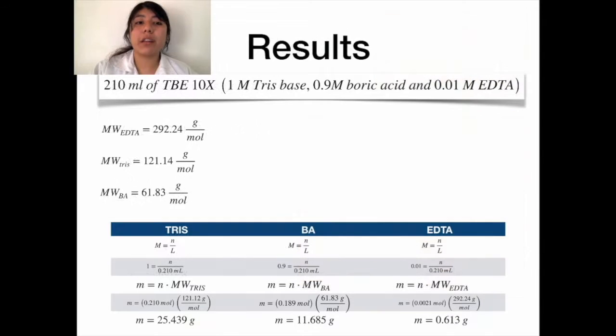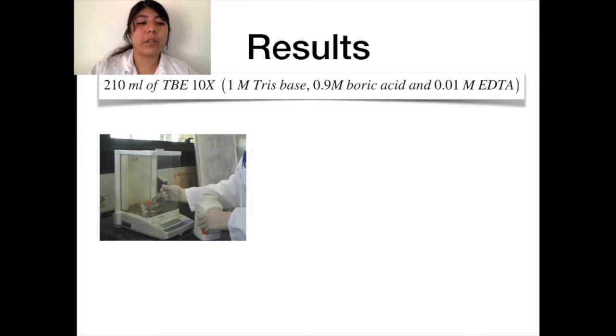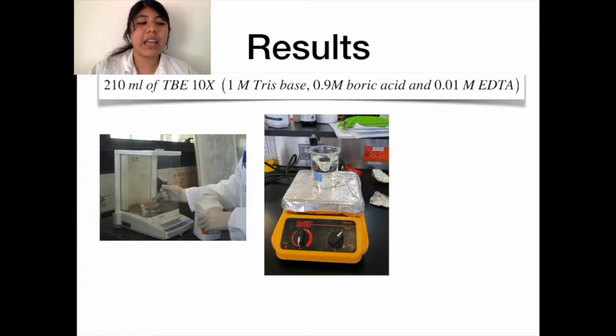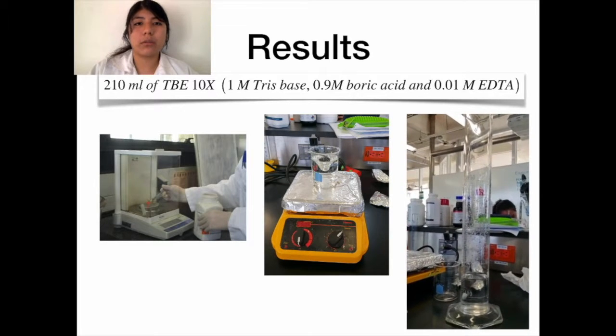Then, 210 ml of TBE 10X that consists of 1 molar Tris, 0.9 molar boric acid, and 0.01 molar EDTA. For calculating the grams of Tris, boric acid, and EDTA, we apply the same formulas. In the preparation of the solution, in 170 ml of water, Tris is dissolved with the help of the hot plate with magnetic stirrer. Then, EDTA is added and next the boric acid. After it, the solution is gauged.